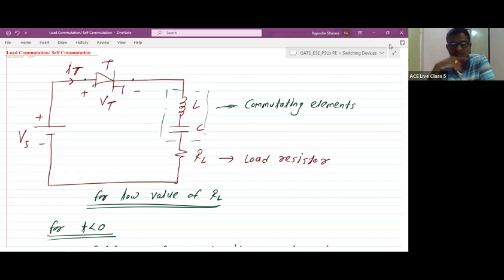TC infinite means, definitely we can say that our circuit turn off time is greater than that of your TQ. So our SCR will successfully commutate.